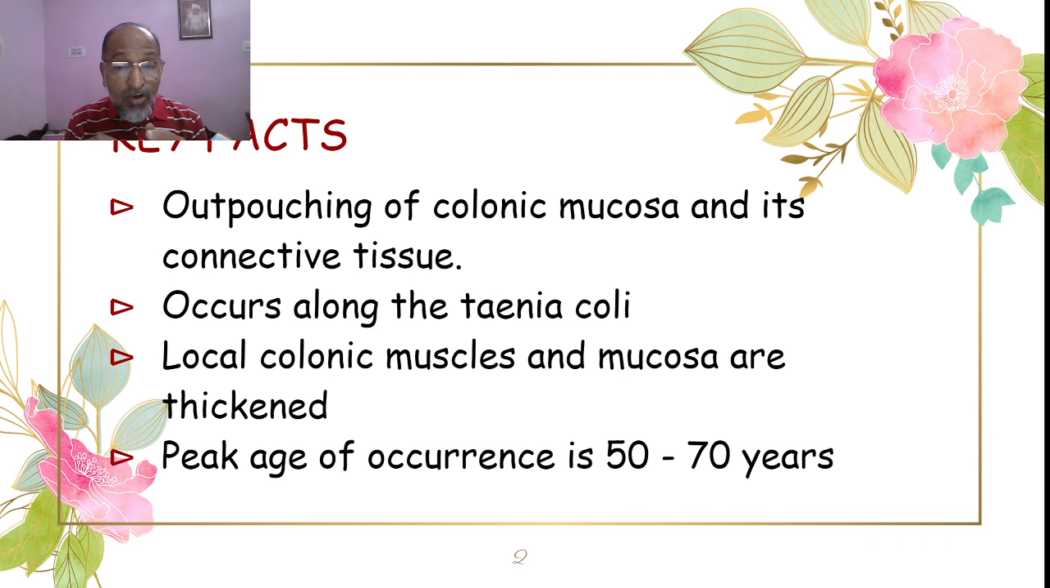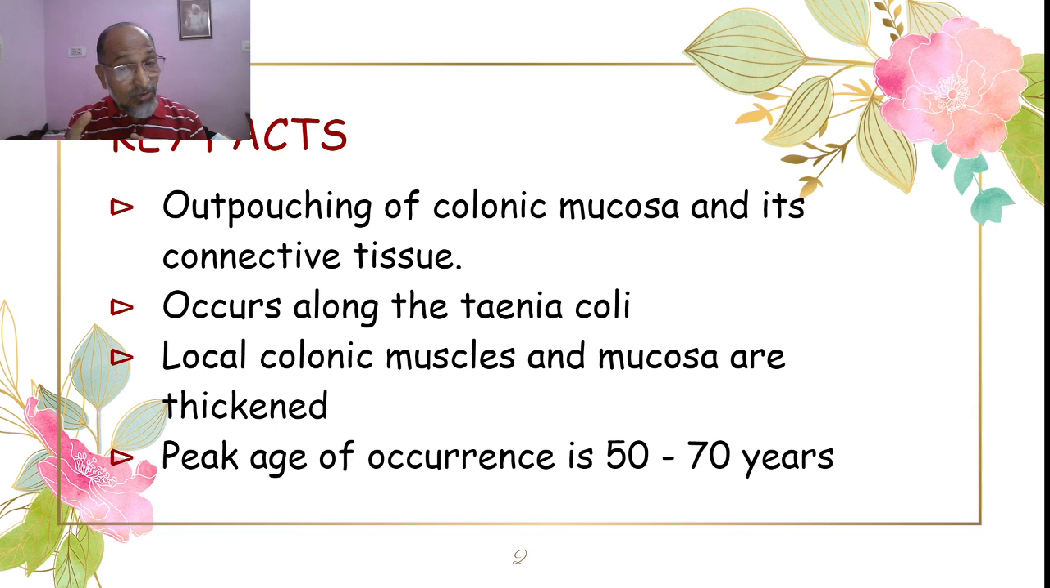And why does it occur? Because the intramural pressure within the gut, especially the colon, increases, and the content of the colon tries to get away. And in doing so, it herniates through the musculature and causes the mucosa, submucosa, and the adjacent connective tissue to form a pouch, and this becomes an outpouching of the colonic mucosa and its connective tissue, and this is what is called the diverticula. Now this is a fact. Now this is the acquired form of the diverticula.